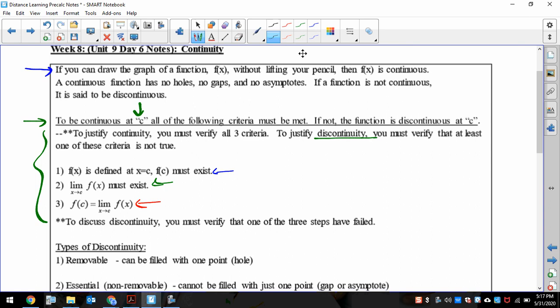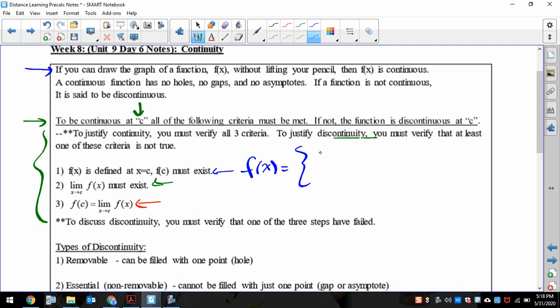This first condition is pretty straightforward. f is defined at x equals c. f of c must exist. So you can't have something like this: say c is 0 and then it's 1 over 0. This is undefined. You can't plug in 0 and get a 0 in the denominator, or perhaps you have something like this where you have a piecewise function.